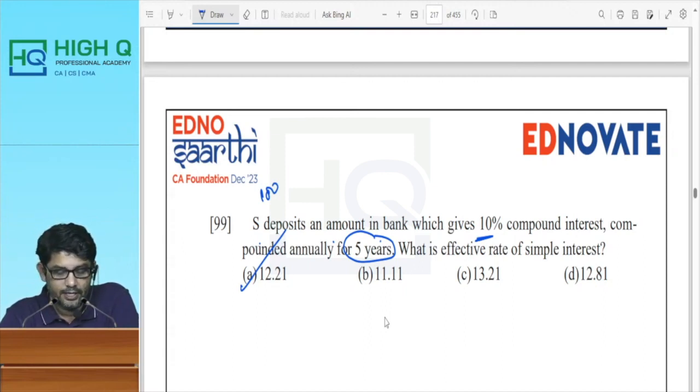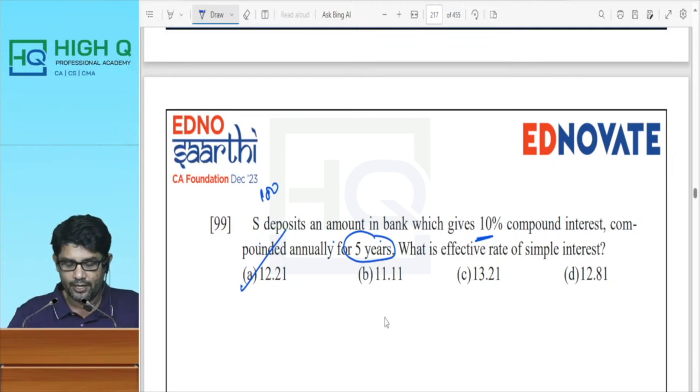Yes, listen here, my dear. See, let us understand the question first. S deposits an amount in bank which gives 10% compound interest compounded annually for 5 years. What is the effective rate of simple interest they ask you to find out?